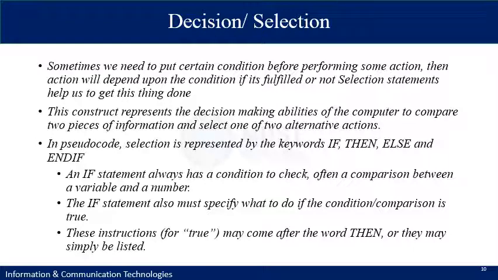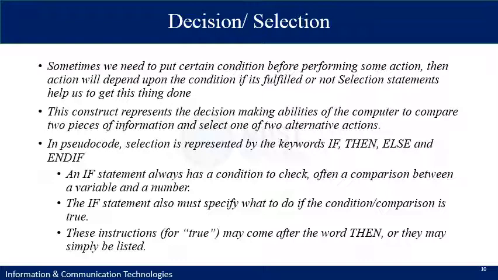So the selection structure theorem is often termed as a decision structure theorem. Sometimes we need to put a certain condition before performing some action, just like we did in the grade assignment. Then the action will depend upon whether the condition is fulfilled or not. Selection statements help us to get this done. This construct represents the decision-making ability of the computer to compare two pieces of information and select one of two alternative actions.